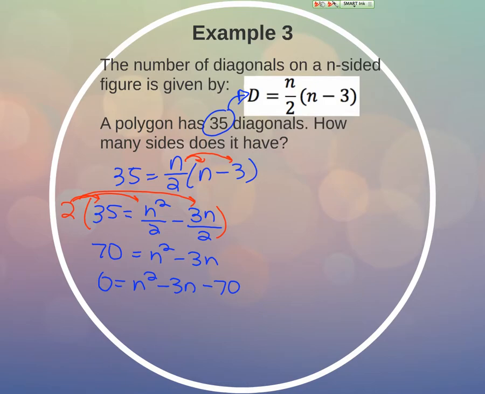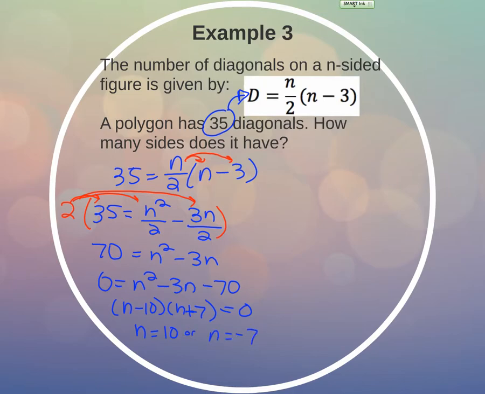We need factors of negative 70 that give us negative 3. Very nice. Negative 10 and 7. I'm just going to switch it around so it's got our variables on the left like we're used to. Oh, there you go, plus 7. Thank you. That got me on track there. So the negative 10 plus the positive 7 is how we get that negative 3. So I end up with n equals 10, or n equals negative 7.